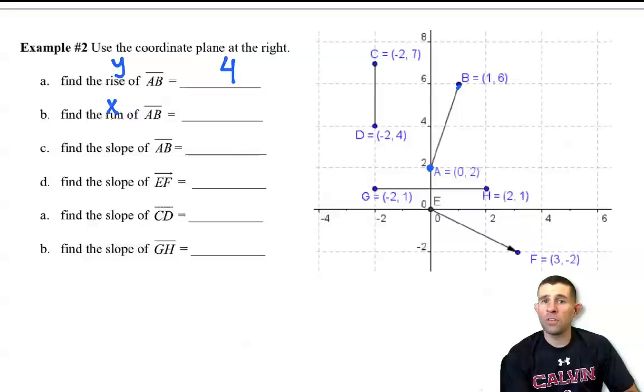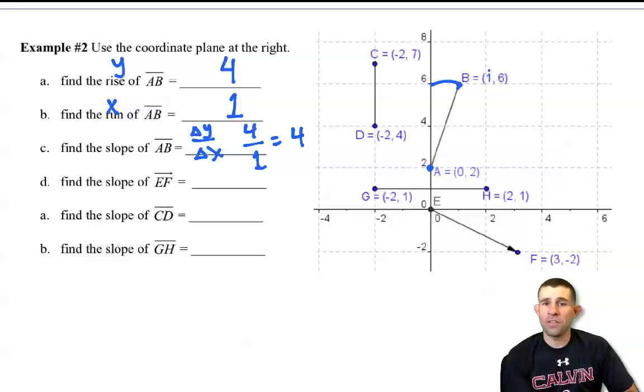If I jump over to B, it looks like I jumped over 1, so my run is 1. All right, next we're going to find the slope of AB. Well, slope of AB is simply the change in y over the change in x, which is equal to 4 over 1. So this slope is equal to 4.